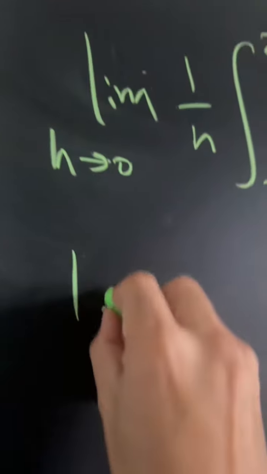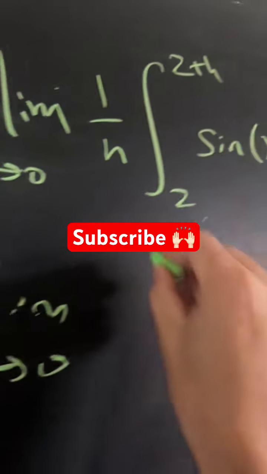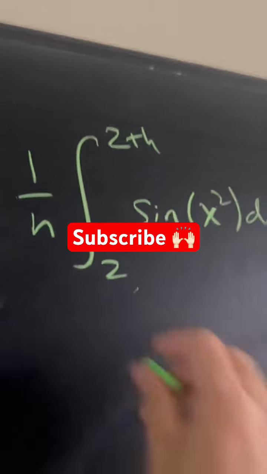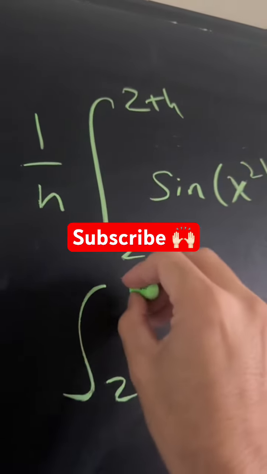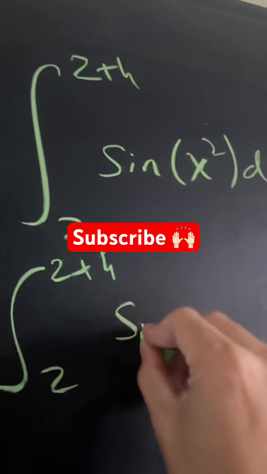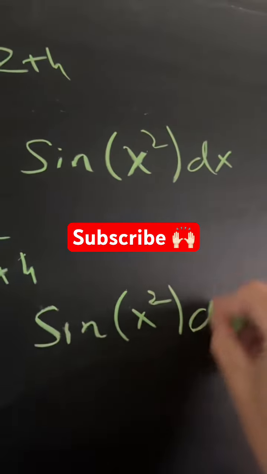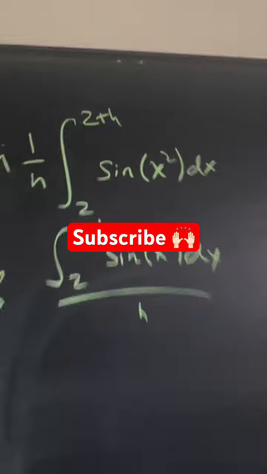So first, I'm just gonna go ahead and rewrite the limit here. I have this integral on the top: the integral from 2 to 2 plus h of sine of x squared dx, all over h. So I just rewrote it as a fraction.